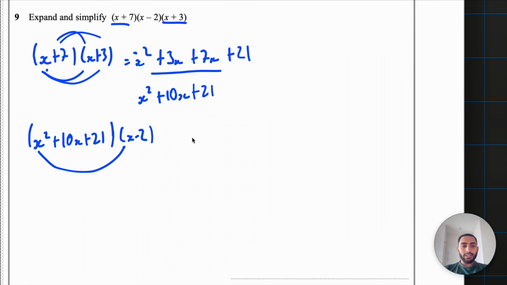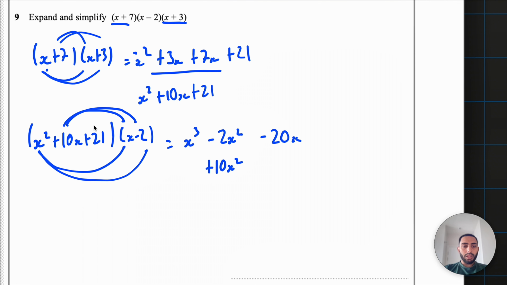So I've got x squared times x, which is x cubed. x squared times negative 2, which is negative 2x squared. Then 10x times x is 10x squared, and I'm going to write it below this x squared just so it makes it easier for later on. So plus 10x squared, then 10x times negative 2, which is negative 20x, then 21 times x, write it below the x's, so plus 21x, and 21 times negative 2, which is negative 42.